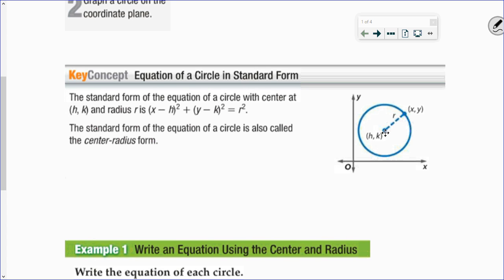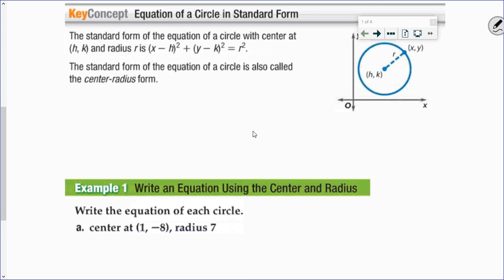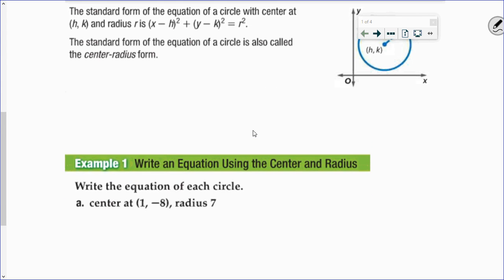So we can find the center of the circle, which would be that h and k value, and we can find the radius of the circle as well using this formula. All right. This is also called center-radius form because it gives you the center, h and k, and the radius, r. So we'll use this standard form here. So example 1, write an equation using the center and radius.